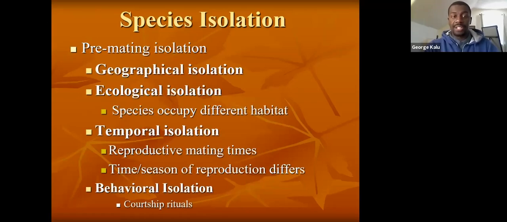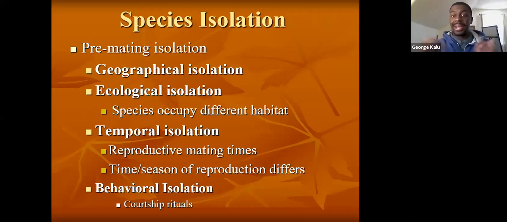So we can have different types of species isolation. We have pre-mating isolation here. Pre-mating types of isolation include geographical isolation, where you have two populations separated by some geographical barrier. You can have ecological isolation, where the species just occupy different habitats. You can have temporal isolation, which is where individuals don't mate at the same time.